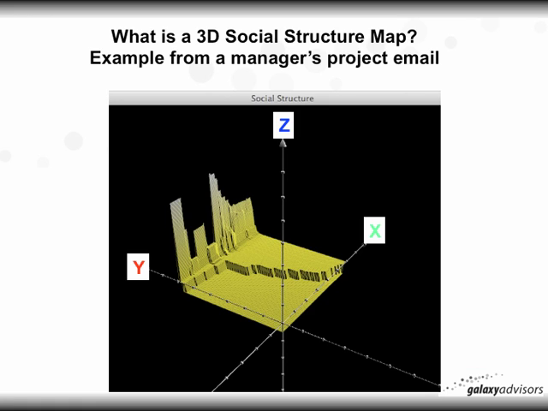So what is the social structure map? Back to our example of the manager's project email, you can look at this map now and get an idea of what was going on: a creative process at the very beginning, and then towards the end, a more steady performance.